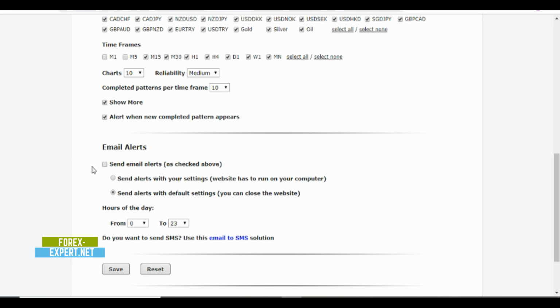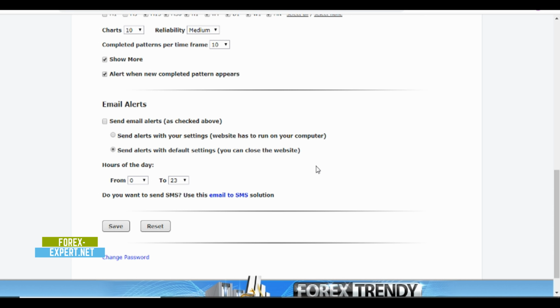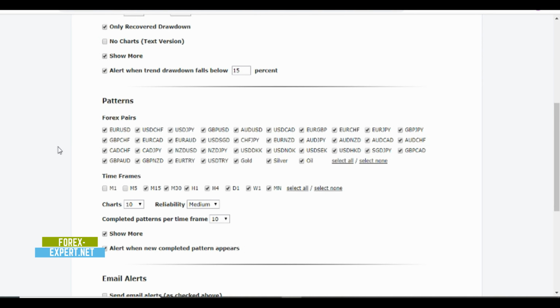Then you can decide where to receive the alerts. You can receive them in your mailbox or by SMS. And if you leave your website open, you will hear during the day an audible alert every time the pattern is completed.